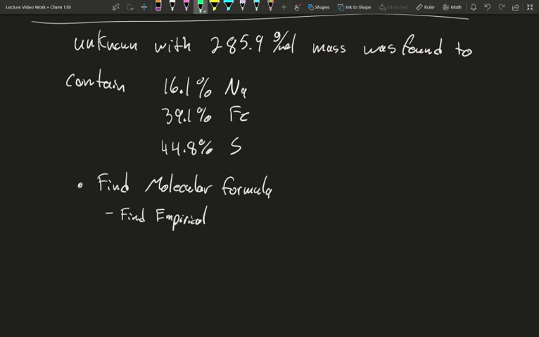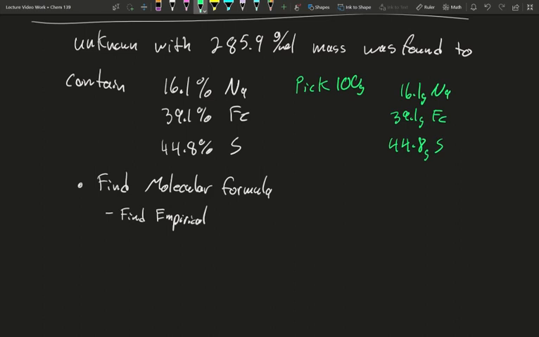And then just say, well, out of that, this much would be sodium, this much would be iron, this much would be sulfur. Easiest is just to pick 100. Because if you're 16.1% sodium, you're 16.1 out of 100, so that means I have 16.1 grams of sodium in that 100-gram sample. And it also means I'd have 39.1 grams of iron in that 100-gram sample, and I'd have 44.8 grams of sulfur in that 100-gram sample.